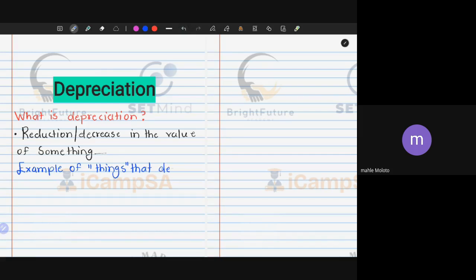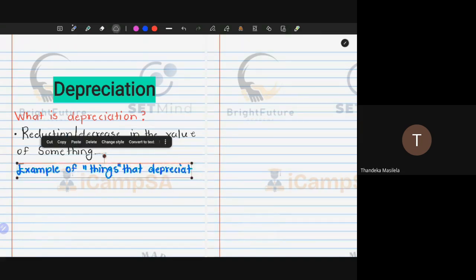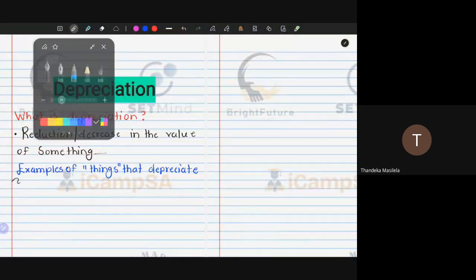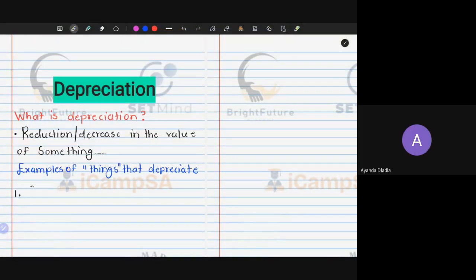Anyone? Car, the value of the car. House. Okay, so I'll take them one by one. So, examples of things that depreciate. One of you said a car.